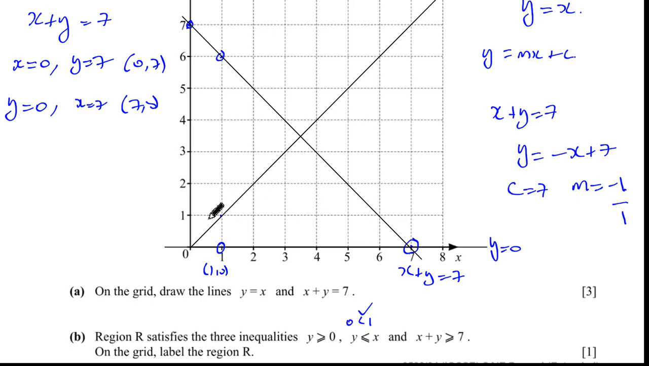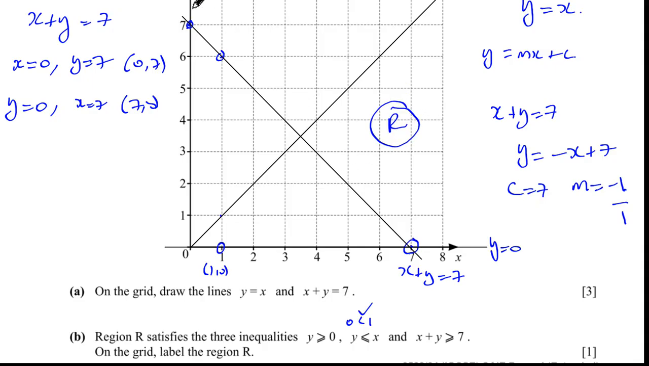So if you were going to shade the unwanted regions, we would shade what's above the line, because we need what's below it. And here, of course, y is greater than 0 is obviously going to be what's above, so we shade what's below. And for x plus y is greater than 7, as I said, we follow the sign. So it says greater than, it means above. So we need the region above that line, not what's below. Our region is going to be this region over here.